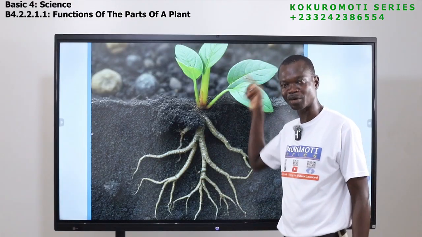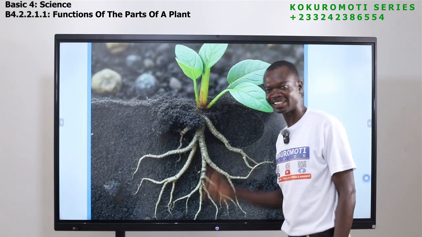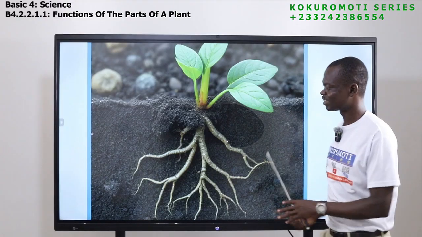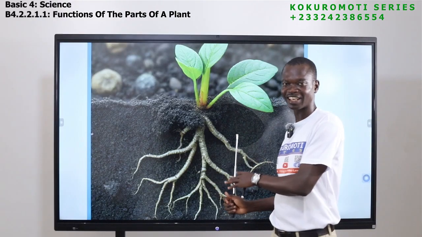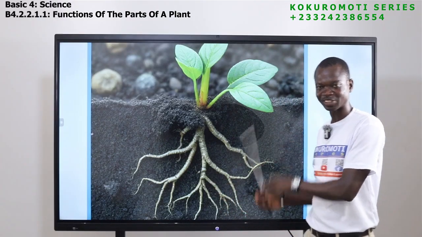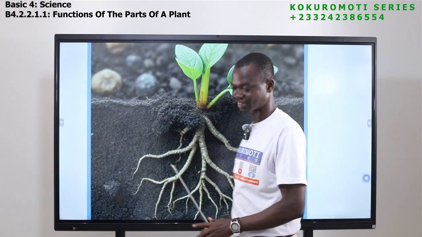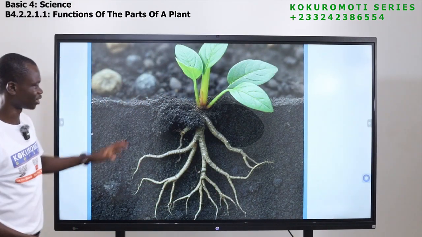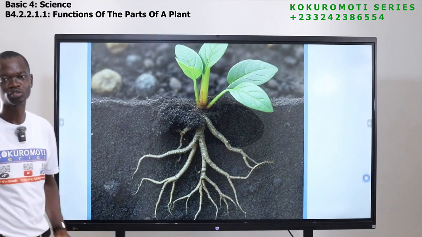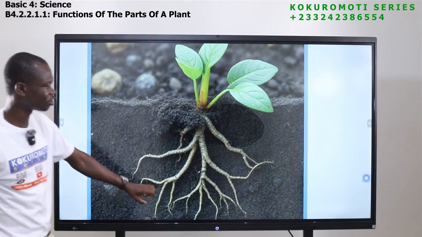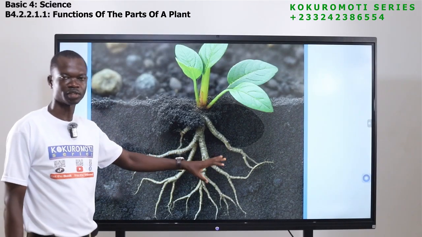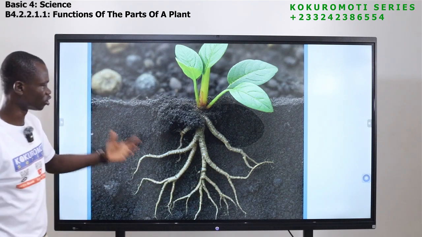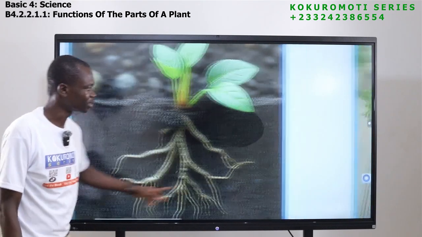I'm not talking about Fanta. I'm not talking about Guinness. We have mineral salt in the soil. We have water in the soil, mineral salt in the soil. Plants take these mineral salts and water. Okay, but it's the roots that absorb them. So the roots absorb mineral salts from the soil, and also the roots absorb water from the soil.